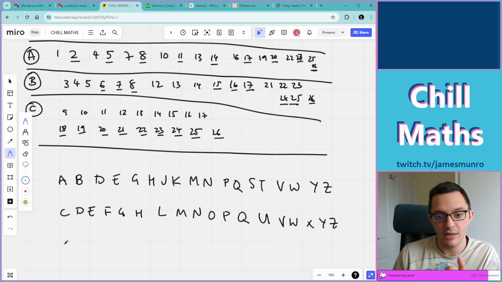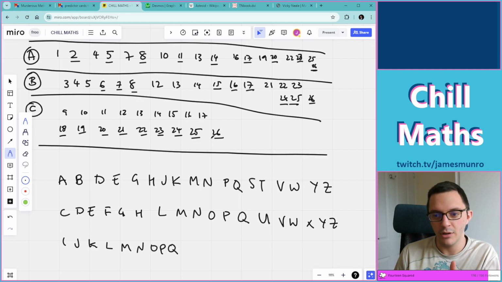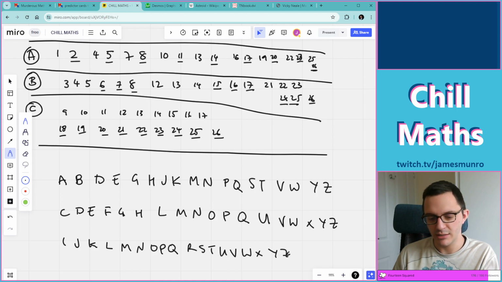So A to H, and then I, J, K, L, M, N, O, P, Q. R is the 18th letter. R, S, T, U, V, W, X, Y, Z. They should each have the same number of letters on. My last one looks a bit shorter. 4, 5, 6, 7, 8, 9, 10, 11, 12, 18 is 2/3. Good. And I need to do the underlining.